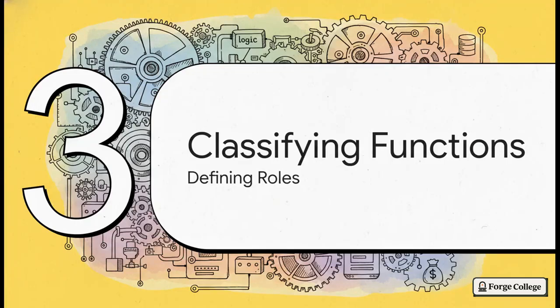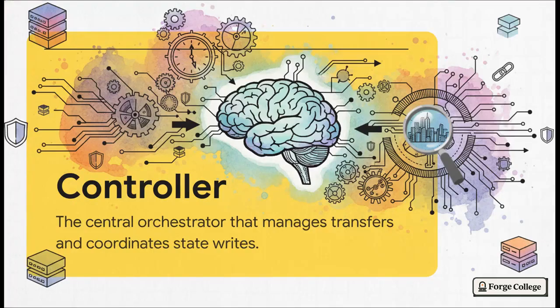That brings us to Section 3, classifying your contract functions. To keep our machine super organized, we're breaking our functions down into 4 distinct roles. First up is the controller. Think of the controller as the brain of the operation. It delegates tasks, it manages asset transfers, and it coordinates exactly where and when state writes should happen. But here's the golden rule. Keep your controllers extremely thin. They shouldn't be doing heavy, complex math. Nope. They should purely focus on traffic coordination and keeping the execution flow moving.